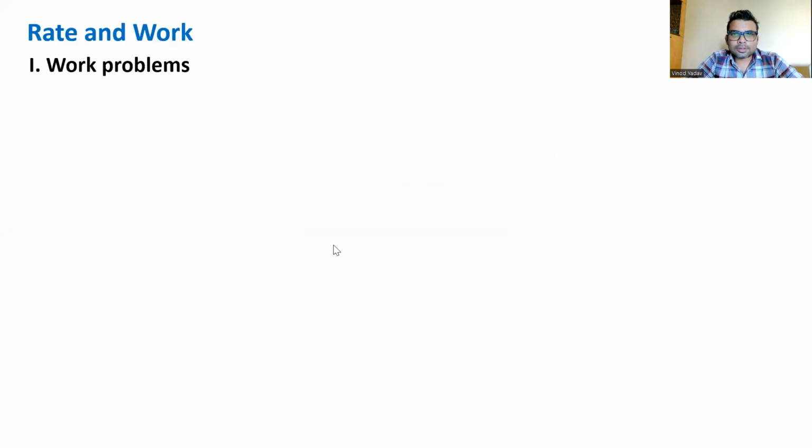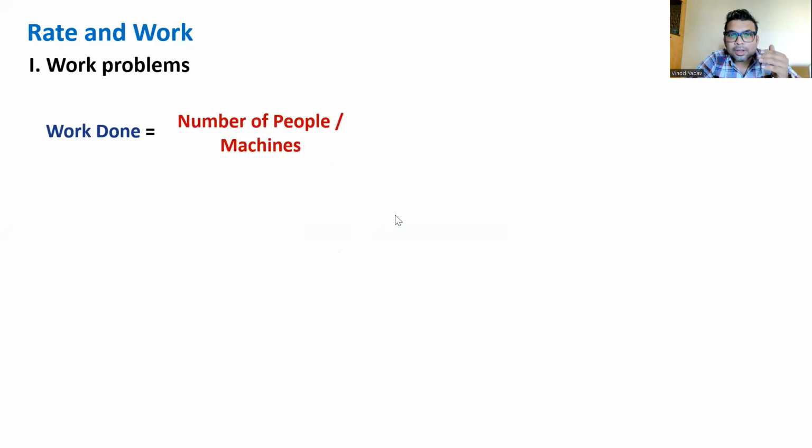First, see here the concepts will be very minimum. Majority of the learning will happen through solving various varieties of the questions. Let's first define the work done. How do we define the total work to be done based on certain parameters? The parameters are how many people or how many machines are working, multiplied by how many hours per day they are working for. That is nothing but their rate of working, 8 hours per day, 10 hours per day.